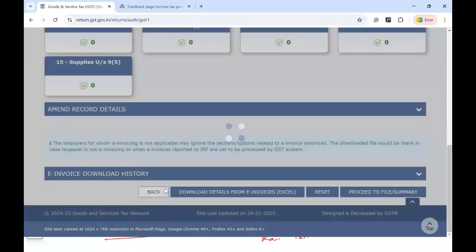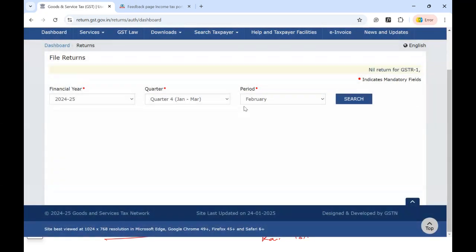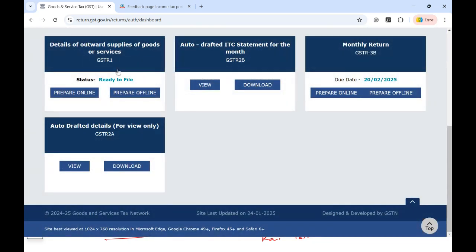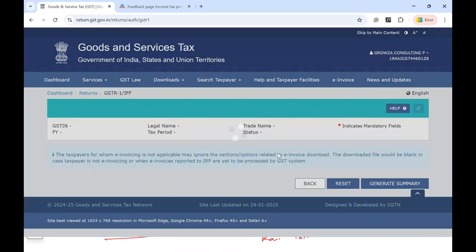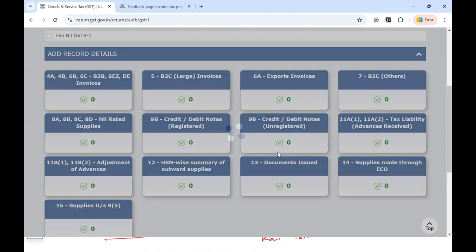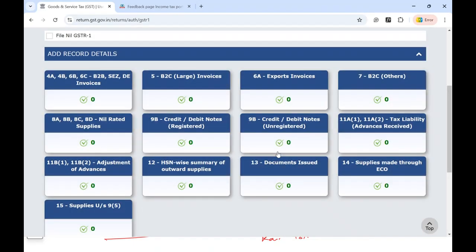Suppose someone asks me, during the period I do not have any sale and I do not have any liability. It may be possible that during the month of January, I did not supply any goods or services. In that case, whether I am supposed to file GSTR1 or not, the answer is yes. Even though there is no supply and you are not liable to pay any tax, you are supposed to file GSTR1 and 3B if you are a regular registered person.